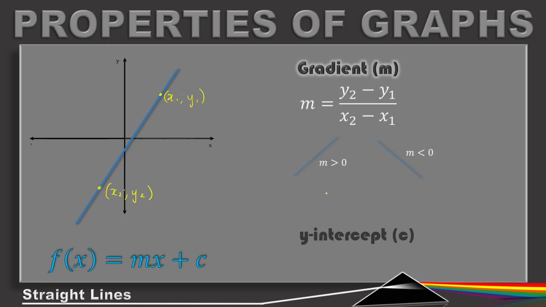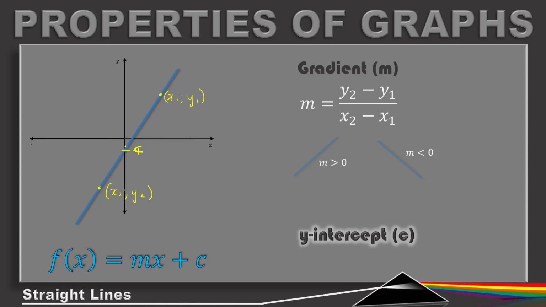Okay. Then we can move on to the y-intercept. Now, what the y-intercept does is it shows you where the graph cuts the y-axis. Okay. So let's say maybe this is going through -1. Then that means your c value will actually be -1 wherever the line cuts.